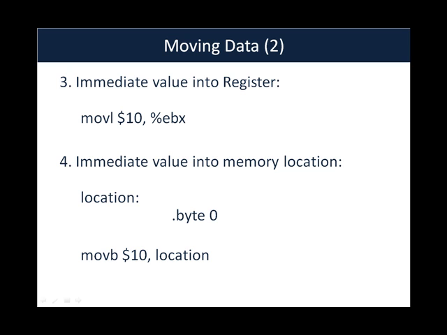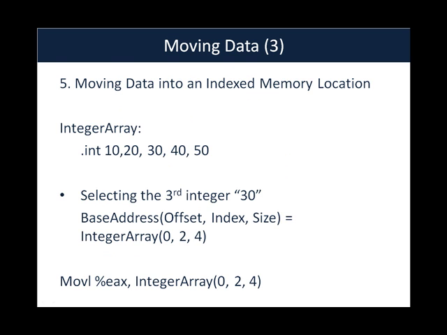In the fourth variation, we have moving an immediate value into a memory location. Let's say we have a location which is a byte containing the value 0, and you want to transfer the value 10 into this byte. How would you do that? You would use the movb instruction, because all you want is a byte to be overwritten, and then you mention the value 10 and then the location where it needs to be copied.